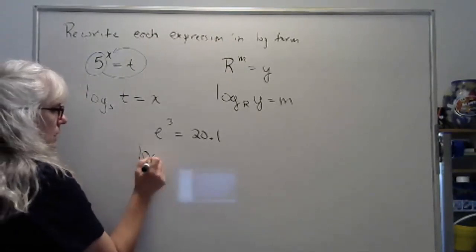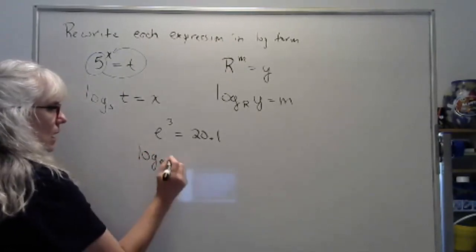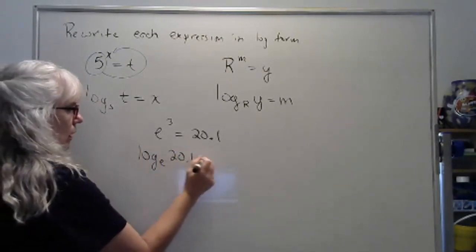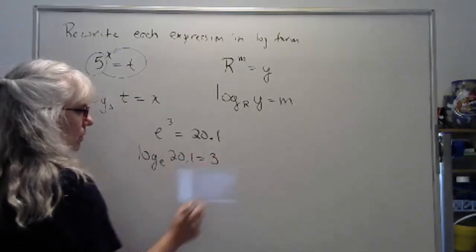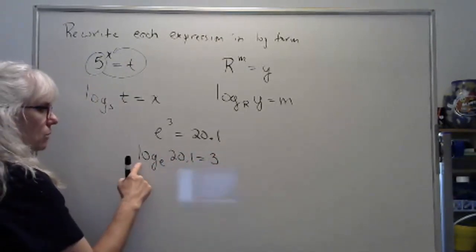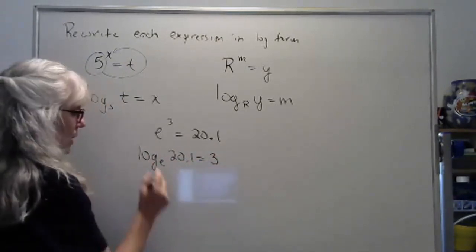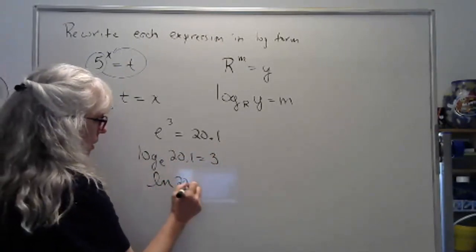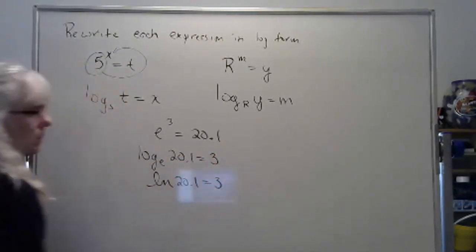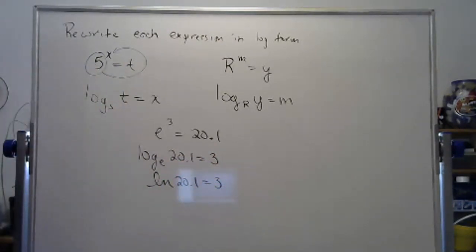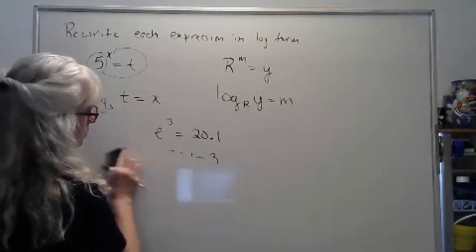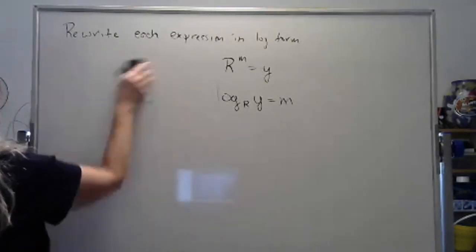So we can write this as log base e of 20.1, and that's going to be equal to 3. Okay, and if we don't want to write log base e, the alternative form would be to recognize that that's the natural log of 20.1, and that's equal to 3. So, good. Okay, now let's go the other way. Any comments or questions? No. Let's go the other direction.